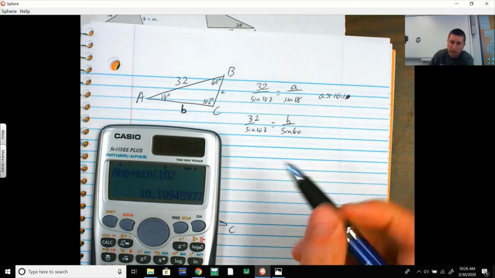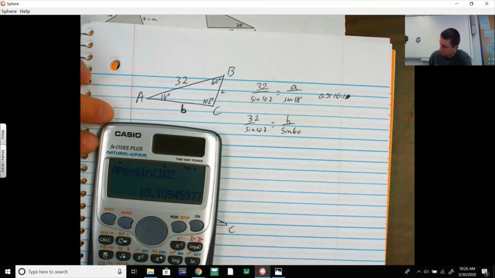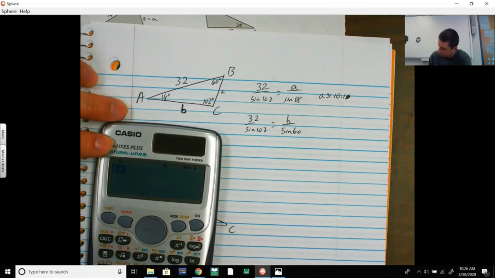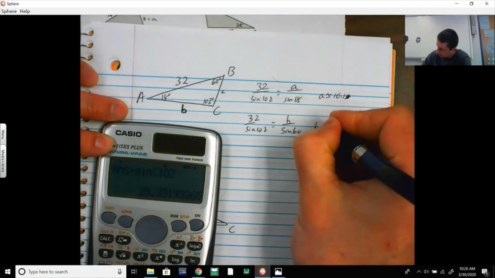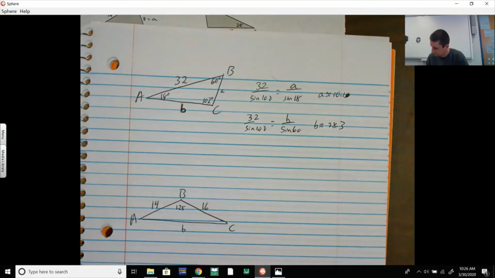Again, make sure you are writing this down. You're not just watching me do it, but you're trying to get ahead of me, or stopping the video, working it, and then coming back and seeing what the answer is. So 32 times the sine of 60 divided by the sine of 102. B is about 28.3. Okay, so that's one situation.